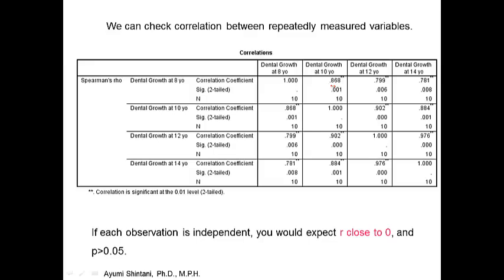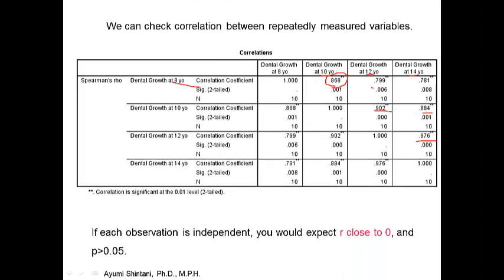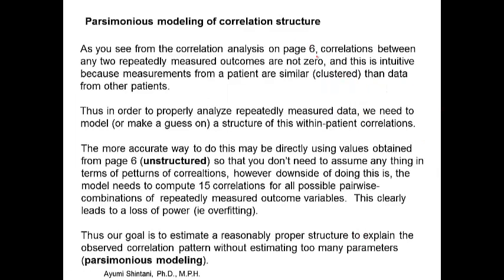Okay, so this correlation is the correlation between dental growth measurements at ages 8 and 10. This correlation is between ages 8 and 12, and this is between ages 8 and 14. This is between 10 and 12, and 10 and 14, and 12 and 14. So you have six different values for correlation, because we have six different pairs.